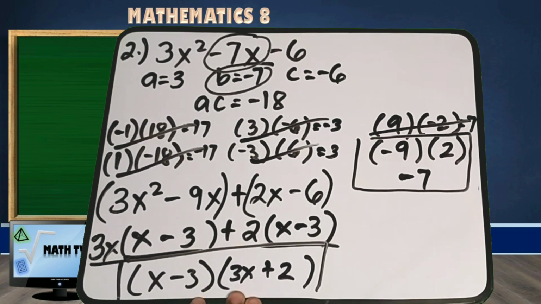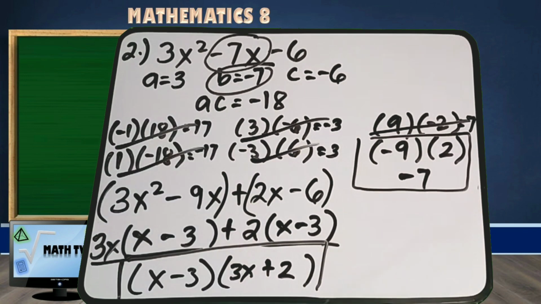So, ito yung factor natin sa 3x squared minus 7x minus 6. Okay.